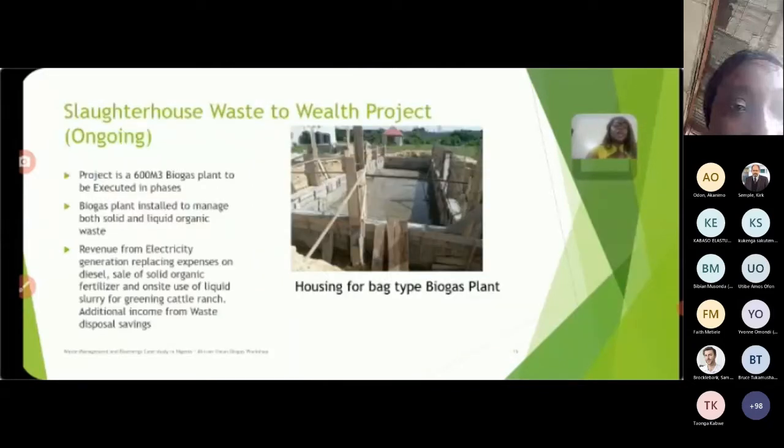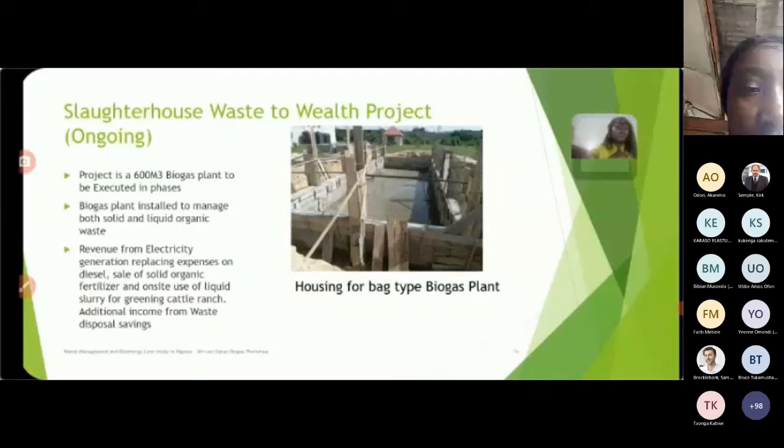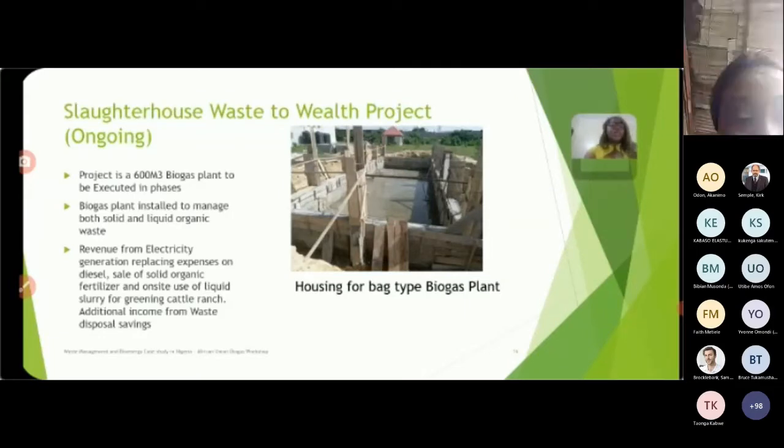We have the slaughterhouse waste project, which is an ongoing project at the moment. The client wants to ensure that he manages every solid and liquid waste that comes out from his slaughterhouse daily, that way cutting down his operational expenses by using the gas to generate electricity for his slaughterhouse and also manage his liquid waste effectively.